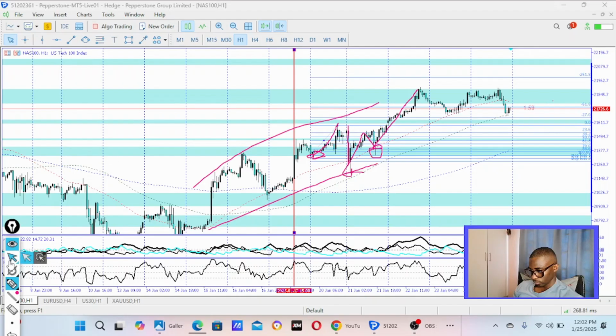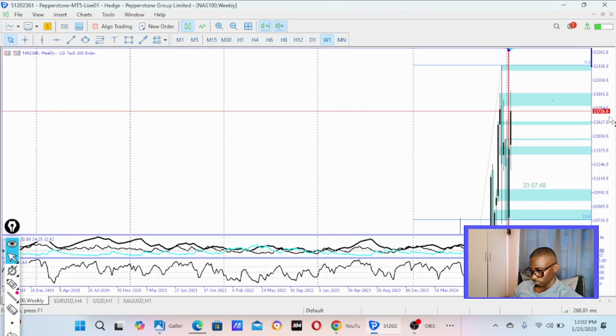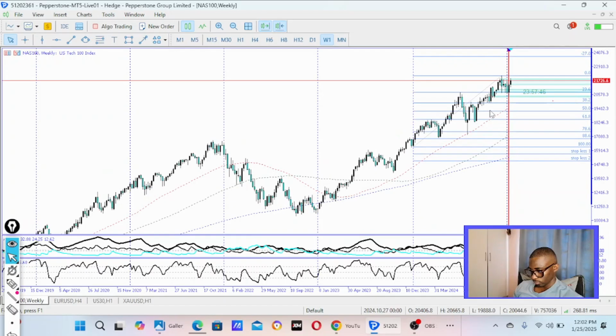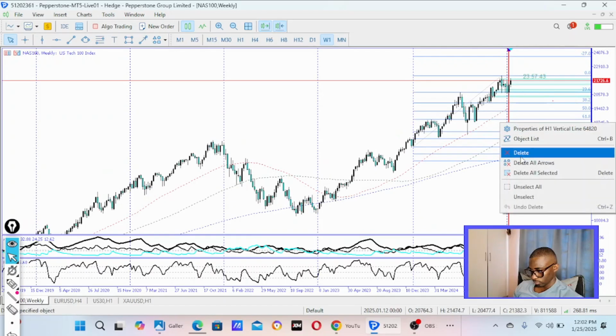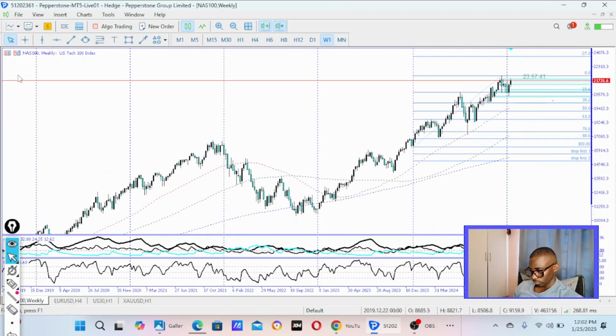So let's get to this coming week's analysis. We have already established from the weekly that we are bullish. This is a bullish pattern right here. There's a double bottom, a bullish pattern. There's a bullish engulfing. We are bullish from the weekly time frame.